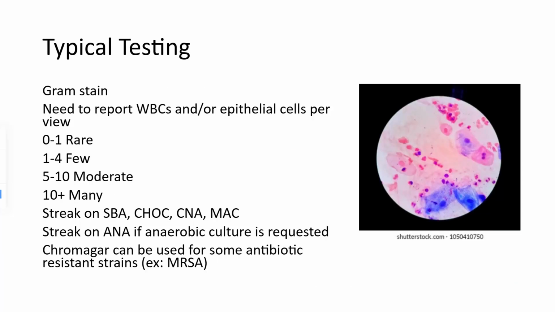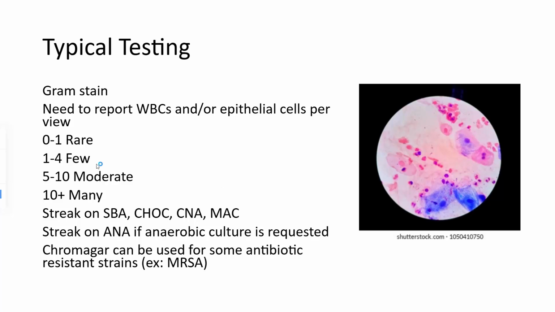So the typical testing, you do a gram stain. You need to report white blood cells and epithelial cells per view. Here you can see white blood cells are going to be these bigger pink ones. In the background, you can see some bacteria here. That looks like gram-negative diplococci. And then these bigger ones are going to be your epithelial cells. So you definitely want to report what you're seeing. 0 to 1 would be considered rare, 1 to 4, few, 5 to 10, moderate, 10 plus, many.